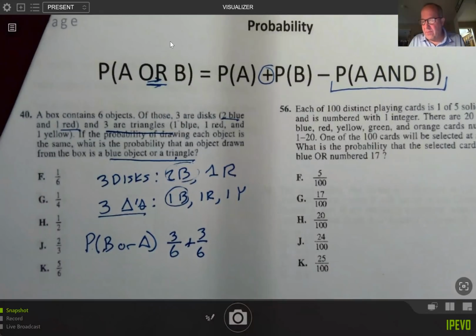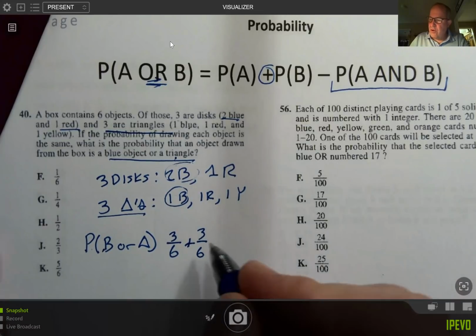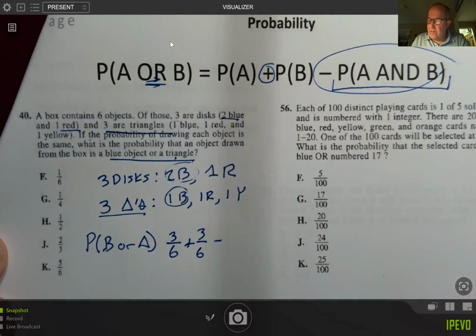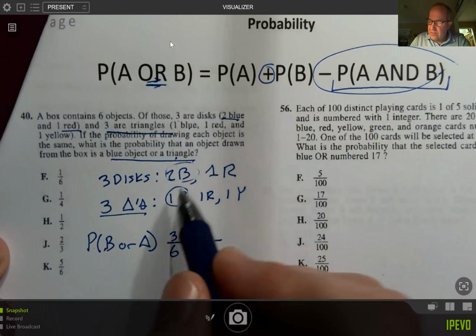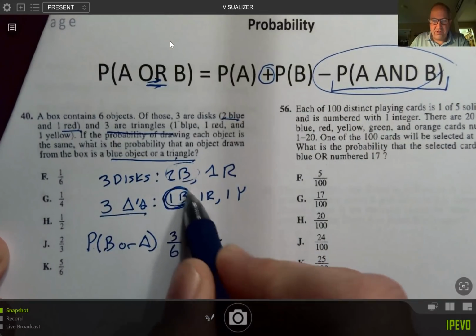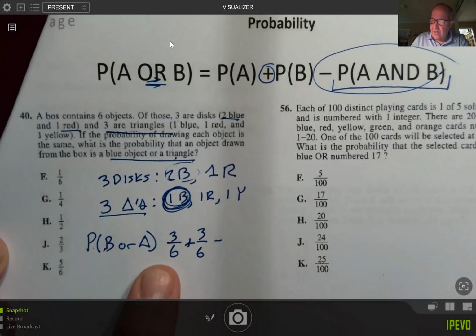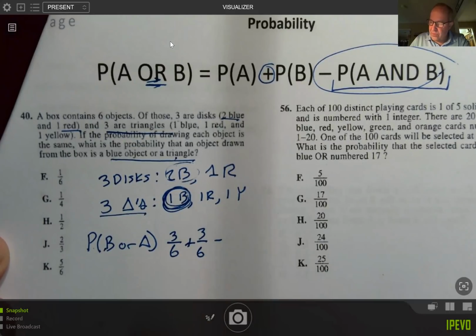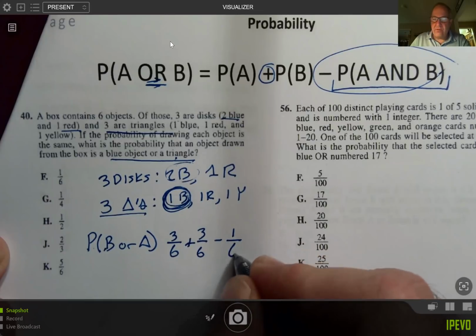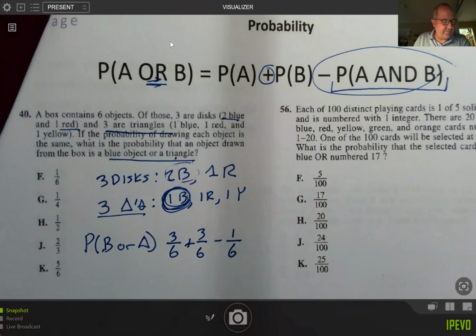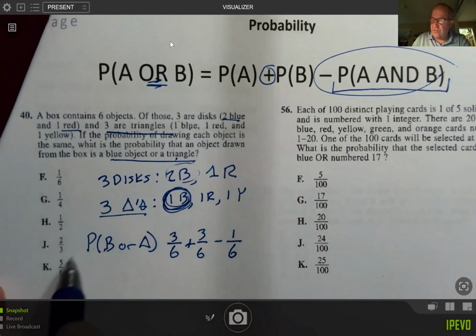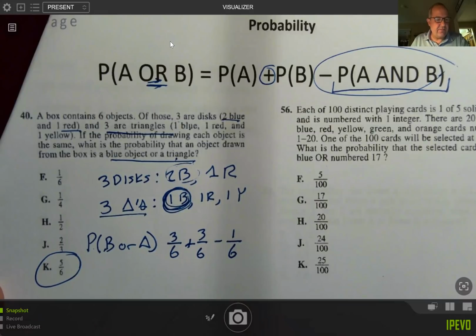Now, if we were to add those up, we would get 6 over 6, which is 1, which is not a choice. So ACT was at least a little nice with that. We've got to subtract the overlap. I think we counted something twice. I think we counted this blue triangle twice. This blue triangle got counted in with the triangles, also with the blues. So we have to subtract out that blue triangle. And that will give us an answer of 5/6.